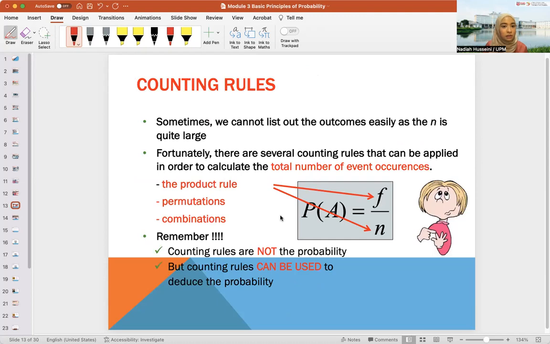So we use the counting rules when that happens, when we can't list out the events one by one because the n is too big. Fortunately, there are several counting rules that can be applied, and these are the 3 counting rules that we are going to learn. The first one is the product rule. Second one is permutations. The third one is combination. So remember, counting rules are not probability. When we apply these things, we are not calculating probability. We are calculating the n. But counting rules can be used to deduce the probability later on.